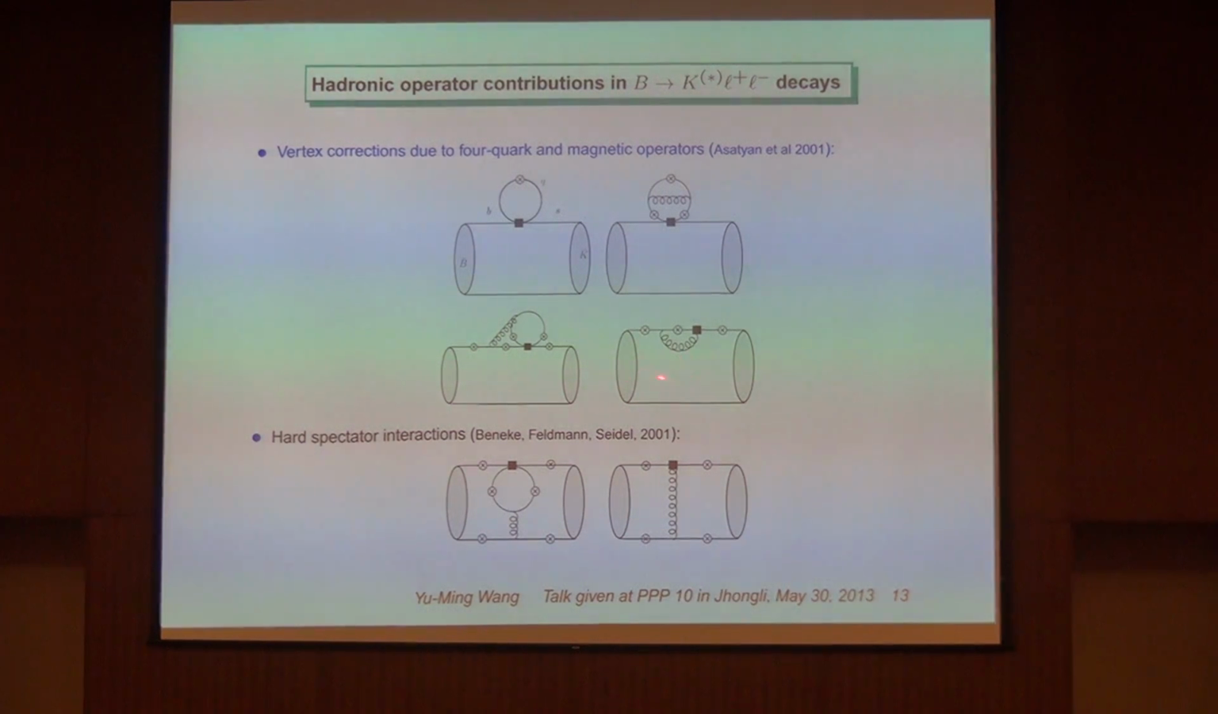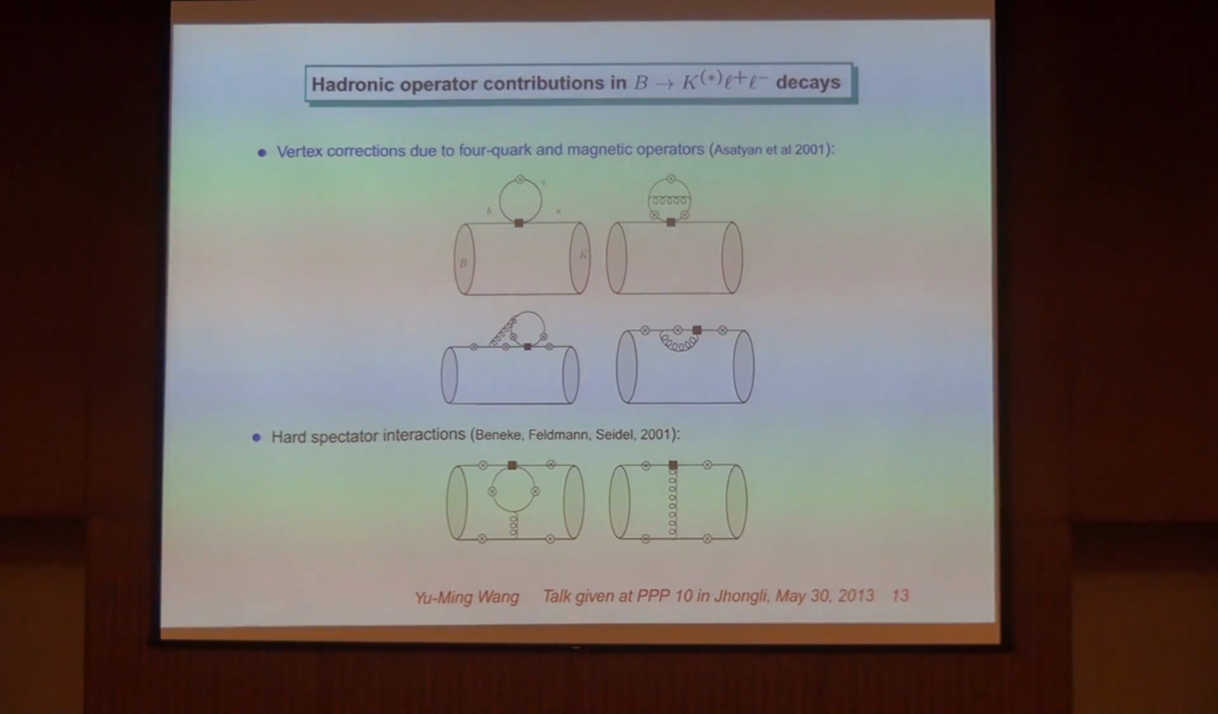The last one is generated by the chromomagnetic operator O8, with the gluon attached to the bottom quark line, and also the symmetric diagrams. The photon can be emitted from any place. For these four types of diagrams, the amplitude can still be written in terms of form factors because the spectator quark does not participate in the interactions.